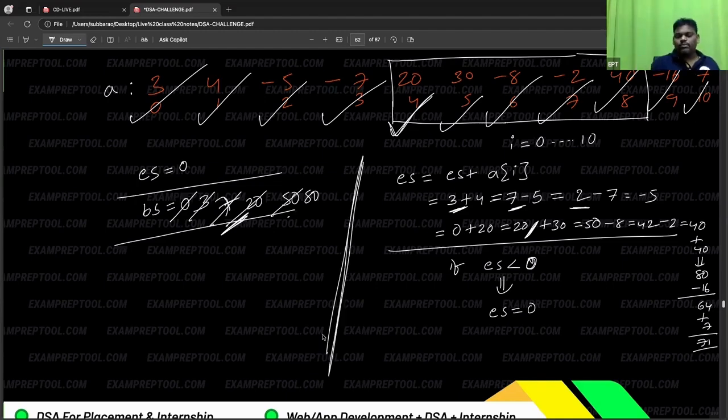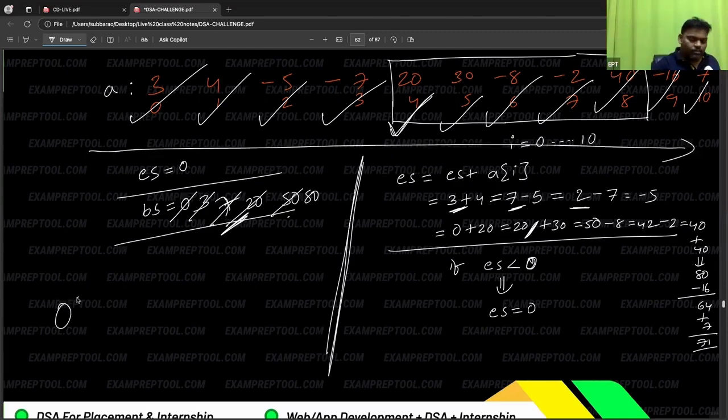Just manage two variables. Other than this, nothing there. Every time sum and best sum. Best sum will update whenever a better sum comes. Whenever a better one is there, then best sum will be updated. Otherwise, it doesn't update.